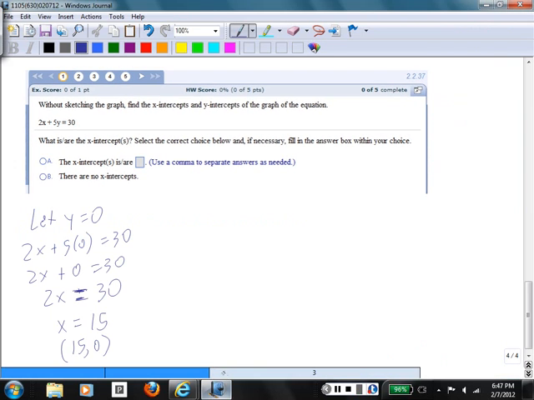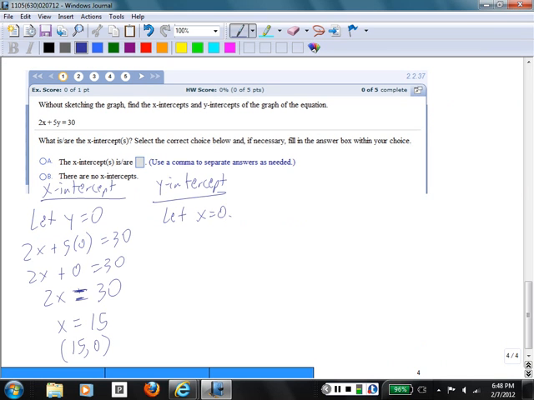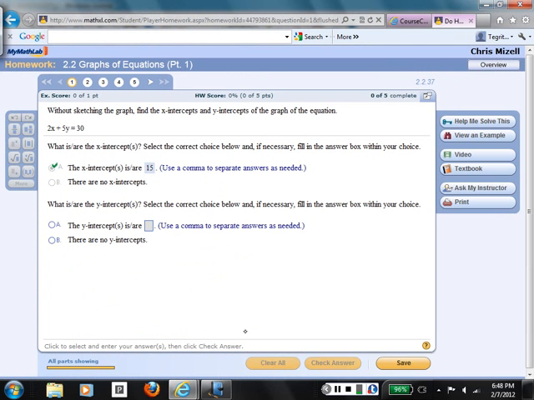Y-intercept. Let x be 0. Y-intercept's got to be a point on the y-axis, and all the points on the y-axis have an x-coordinate of 0. So let's see what y value we can pair with that to make it true. And 0 plus 5y equals 30. 5y equals 30. Y equals 6. So, yes, I'm going to write the point 0, 6, but it's just going to want what? Just going to want me to type in the 6.